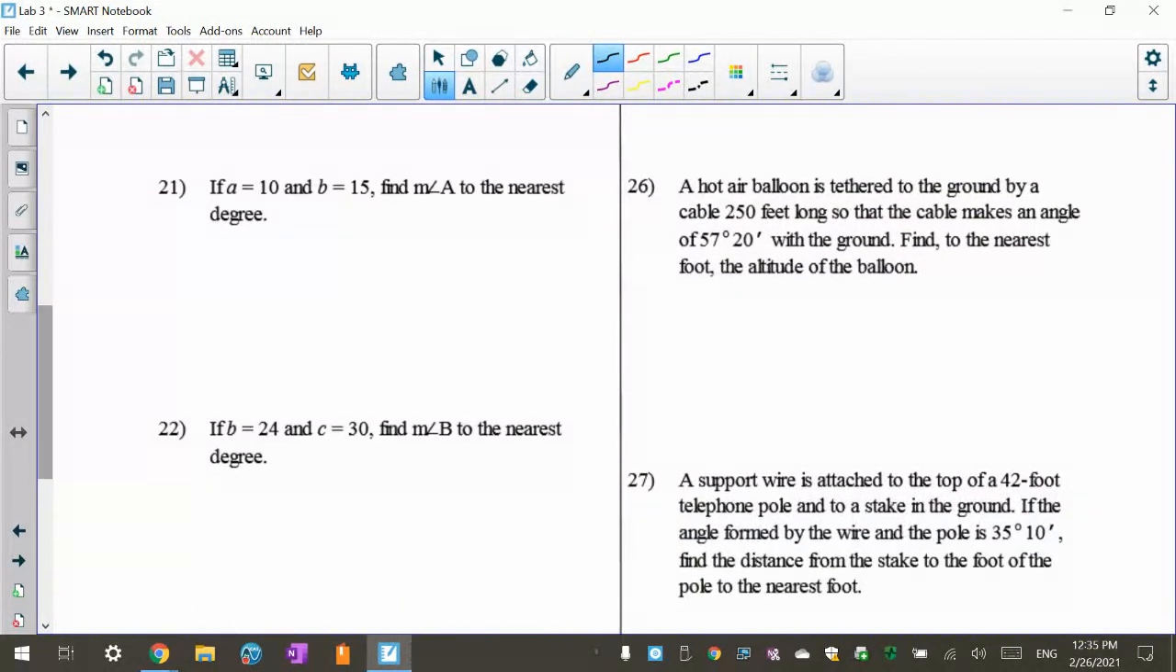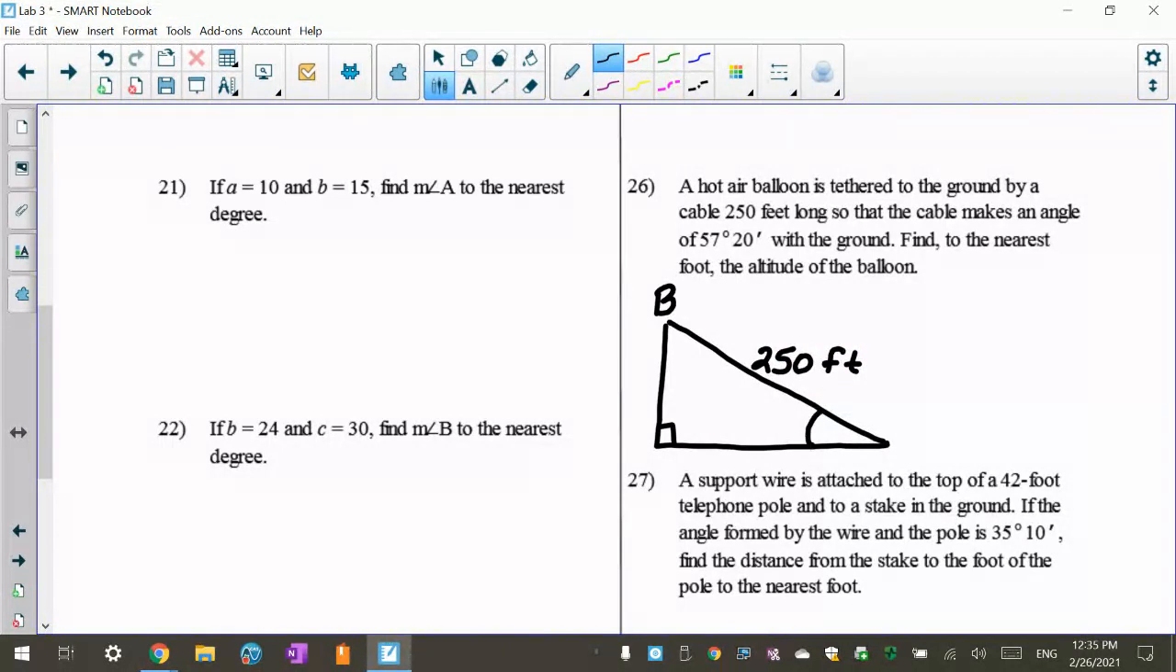So I think I'll start at number 26. I have a hot air balloon, and it's tethered to the ground by a cable 250 feet long, so that the cable makes an angle of 57 degrees and 20 minutes with the ground. When I first tried to draw this, I'm going to say this is my balloon up here. I drew the right triangle, and this is the ground here, and here's my right angle, but I didn't know which side to label the cable until it said that the cable was 250 feet long, and it made an angle here of 57 degrees and 20 minutes with the ground. So that's where it goes.